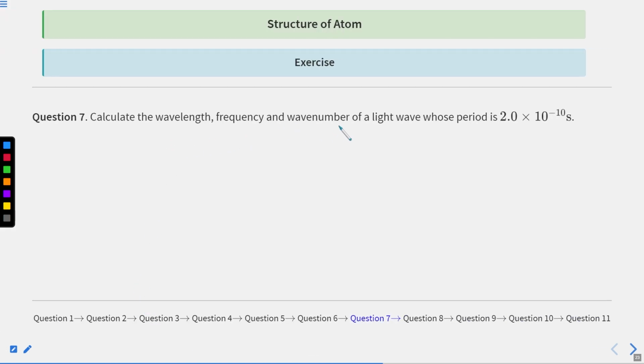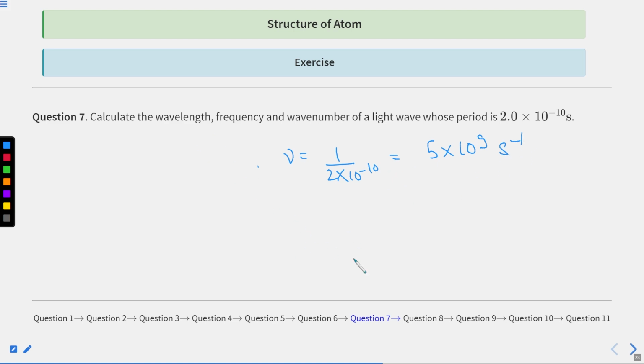Calculate the wavelength, frequency and wave number of a light wave whose period is 2.0 into 10 to the power minus 8 second. So for those who don't know, period is nothing but the time taken to complete one cycle. Okay, and 1 by T is your frequency, that is the number of cycles per second. So first you will calculate frequency, that would be 1 by 2 into 10 to the power minus 10. That would give us 5 into 10 to the power 9 second inverse.